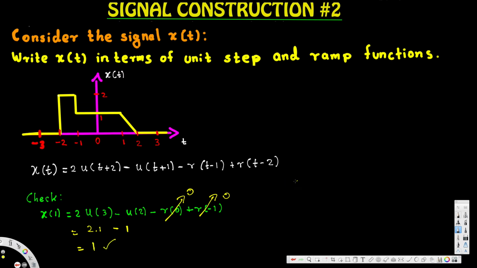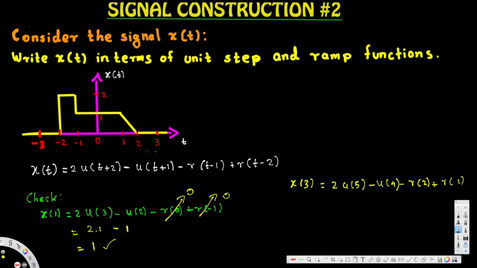And also we can verify with another point, let's say x of 3. So we are going to have 2 u of 3 plus 2, that's going to be 5, and then minus u of 3 plus 1, that's going to be 4, minus r of 3 minus 1, that's going to be 2, and then r of 3 minus 2, that's going to be 1, right?